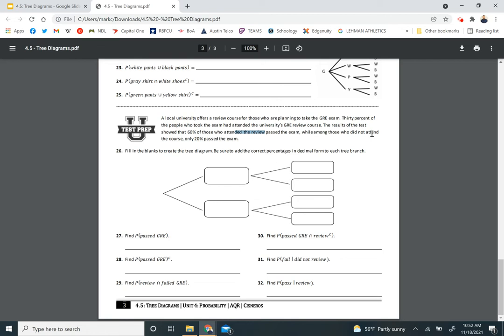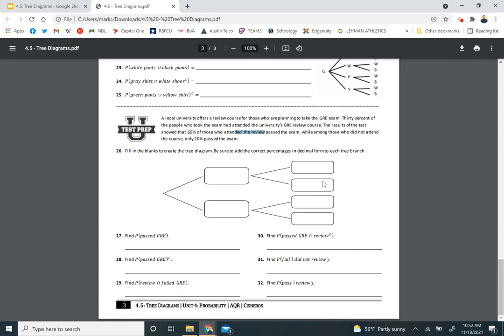And it says, while among those who did not attend the course, so this is down here, these are the ones that did not attend, only 20% passed the exam. So for pass right here, put 0.2 for 20%, which means that 80% failed. If this is fail, put 0.8 for 80%.